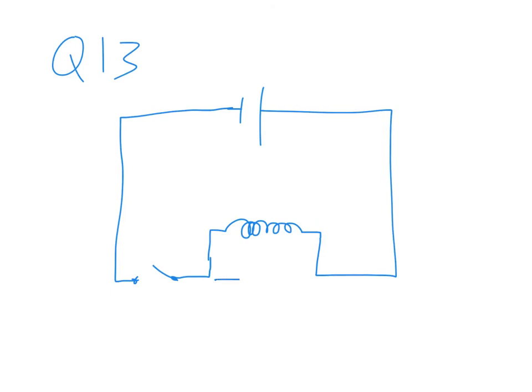So in question 13, we're presented with a light bulb with a coil parallel to it and a switch in the circuit. We're told that it's a DC circuit with an EMF of 12 volts. Now the light bulb needs 60 volts to light. So obviously when this is closed, the light bulb is not going to light up because there'll only be a potential difference of 12 volts across the light bulb.